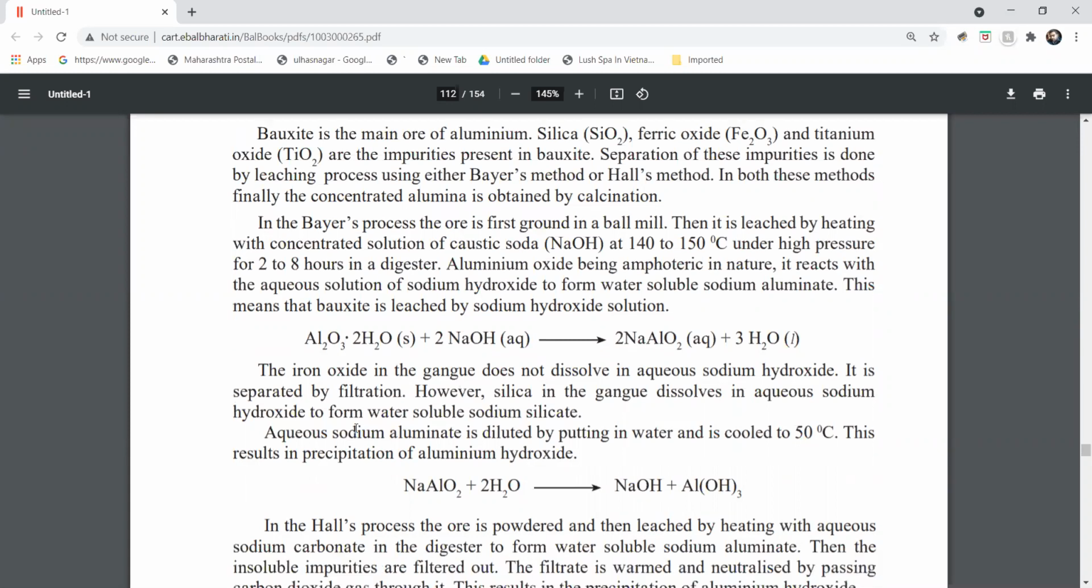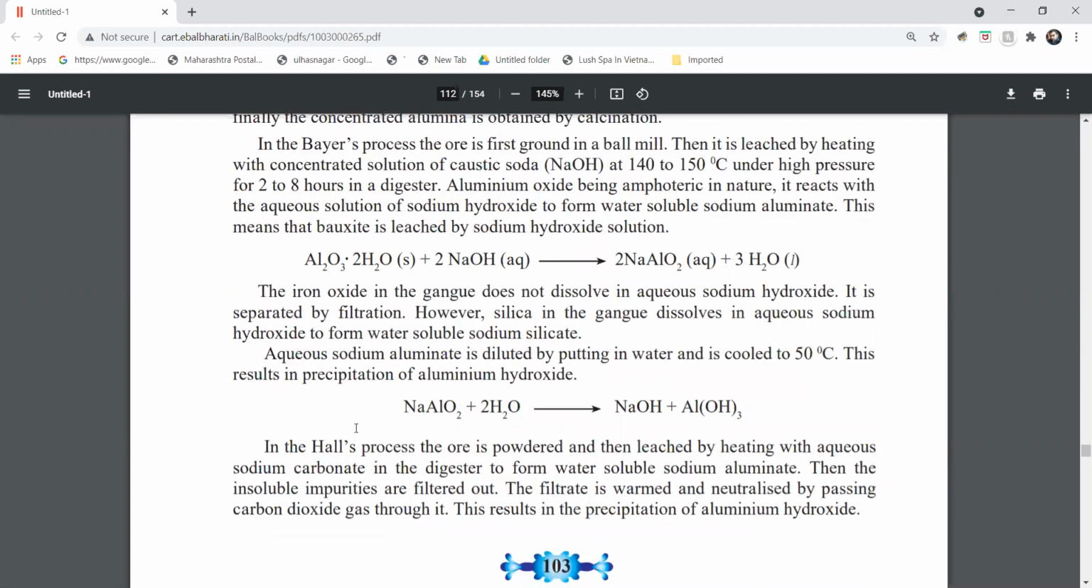Now the sodium aluminate that you have, which is in liquid form, is diluted by adding water and it is cooled to 50 degrees. So whatever liquid they had, which is the sodium aluminate, gets mixed with water and then it is cooled, which means the temperature is lowered to 50 degrees Celsius. You should remember that it was heated at a very high temperature of 140 to 150 degrees centigrade. So from 140 to 150 degrees centigrade, it is now reduced to 50 degrees centigrade.